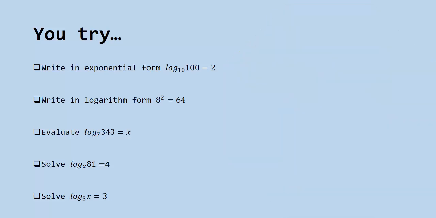Write in exponential form, log base 10 of 100 equals 2. Well, again, 10 is the base. The number we're equaling to is the exponent, and the 100 is the answer we're trying to reach. The second one, we're going to write exponential into logarithm form. So we start with the word log. The subscript is our base. In this case, our base is 8. The number we're trying to reach is 64. The exponent needed is 2.